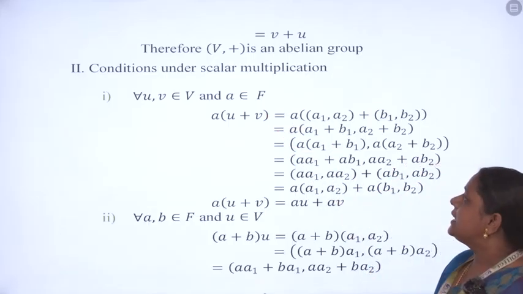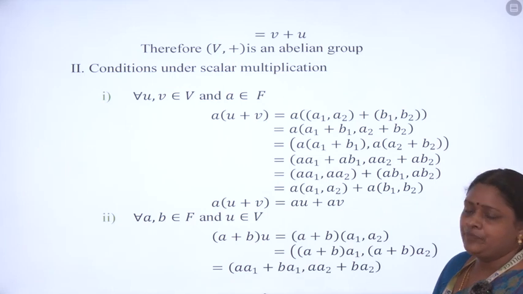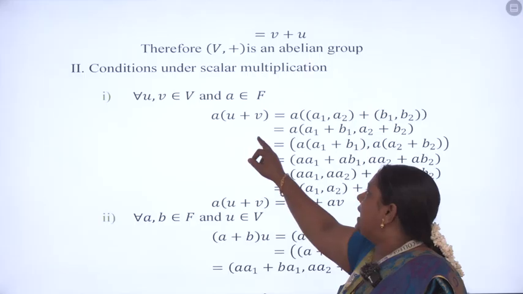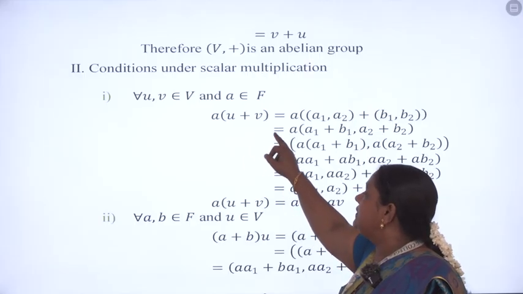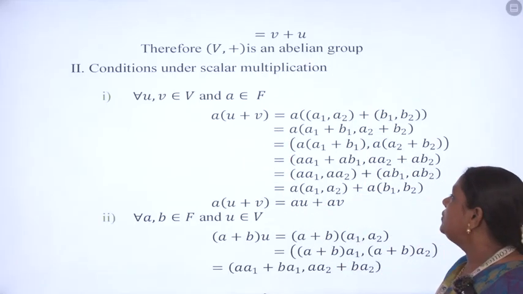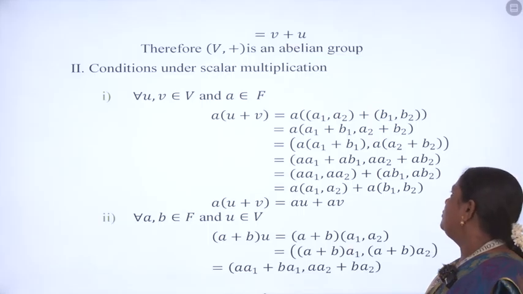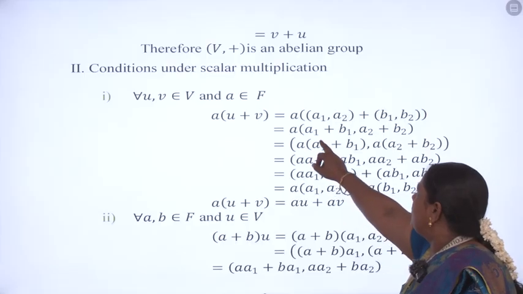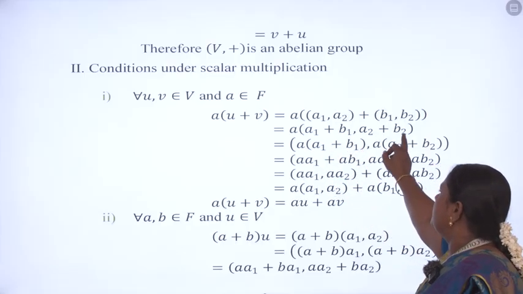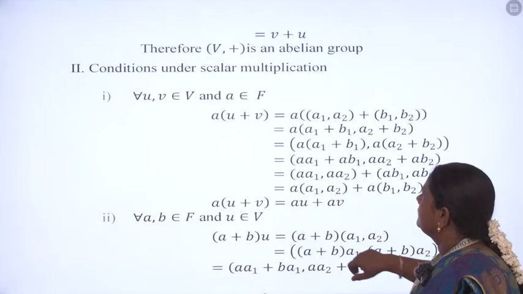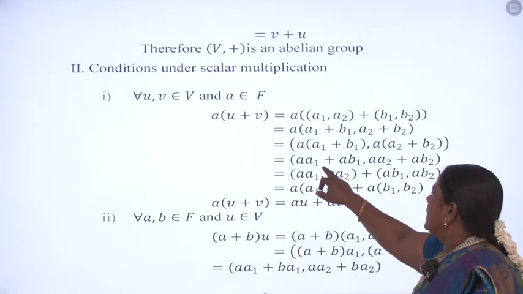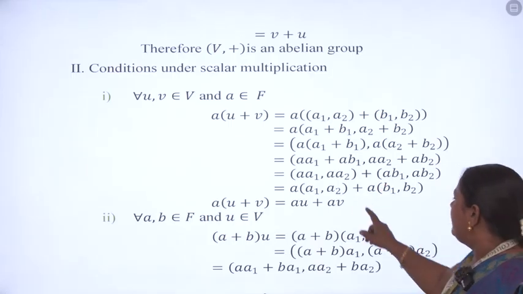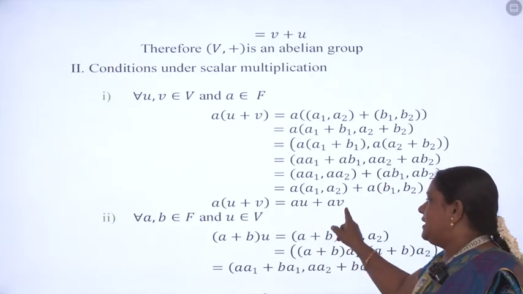Second, the conditions under scalar multiplication. So here, the first property: for all u, v belongs to V and alpha a belongs to F, a into (u plus v) equals a into (a1, a2) plus (b1, b2). Then a into (a1 + b1, a2 + b2). Here a into a1 plus a into b1, a into a2 plus a into b2. Then combining these two, we will get au plus av.